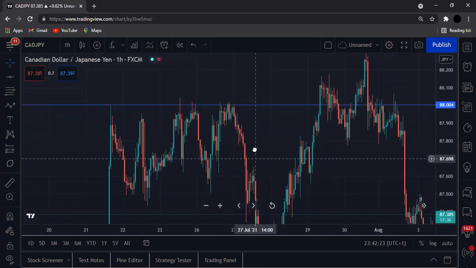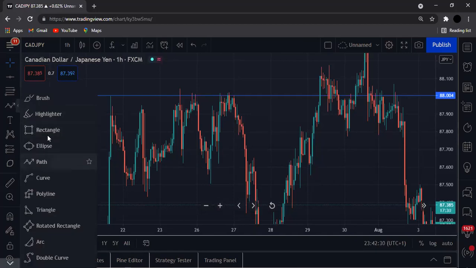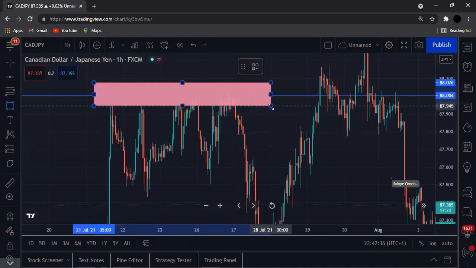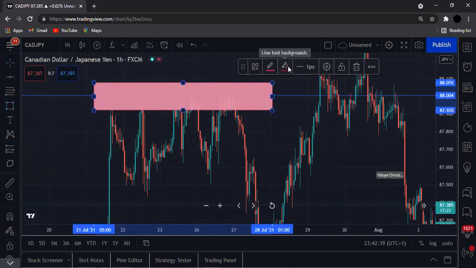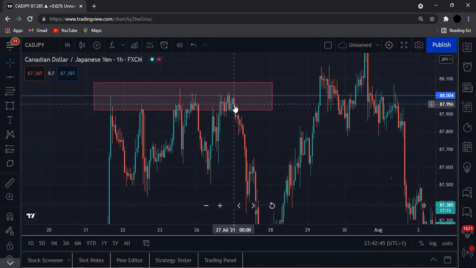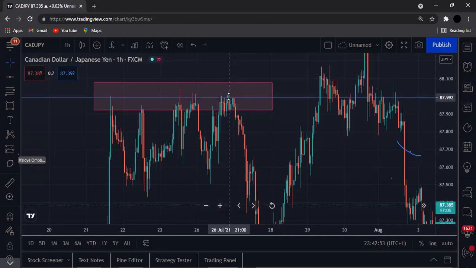Now can you see this region? I'm going to place a triangle there so you can understand. You can see clearly, right? Yeah, I can see it.